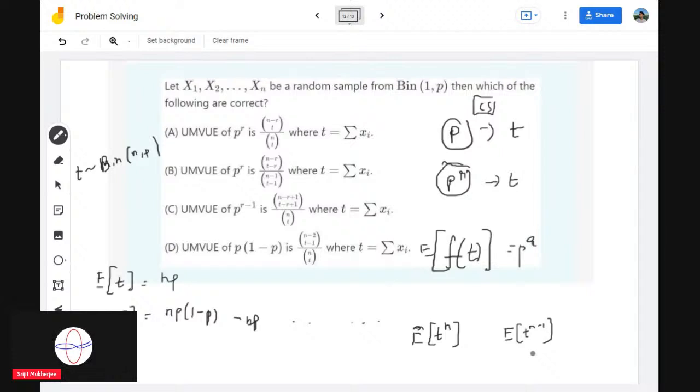Find a recurrence relation with this. When you find the recurrence relation, you can find it. Did you understand, Romit?